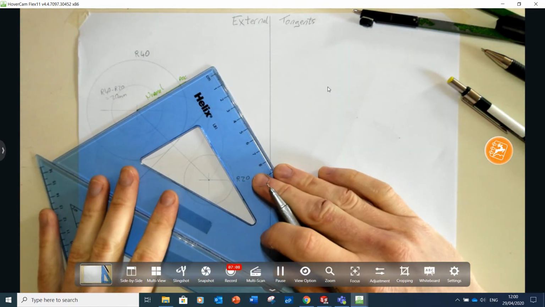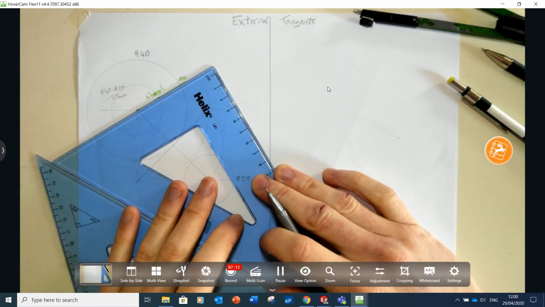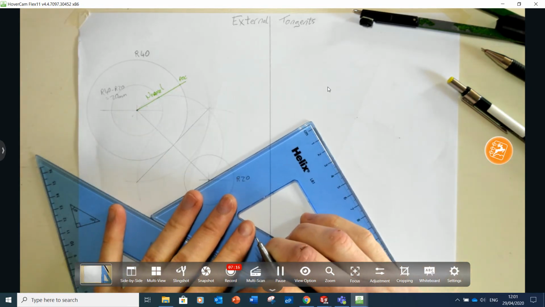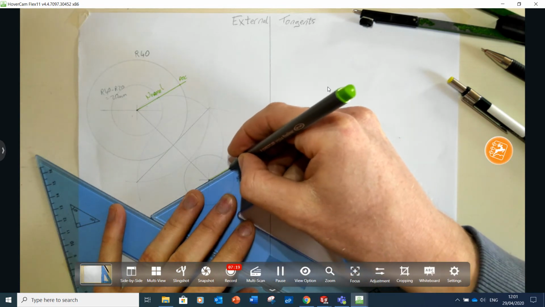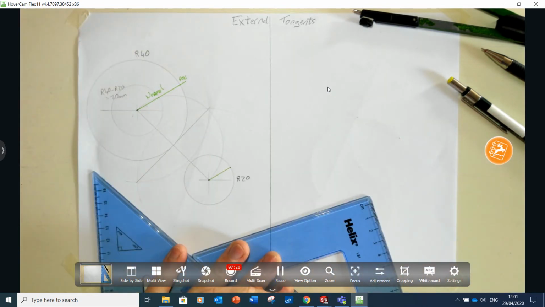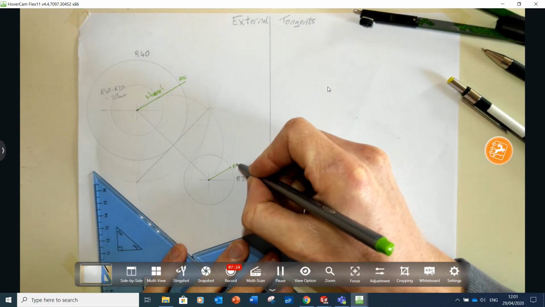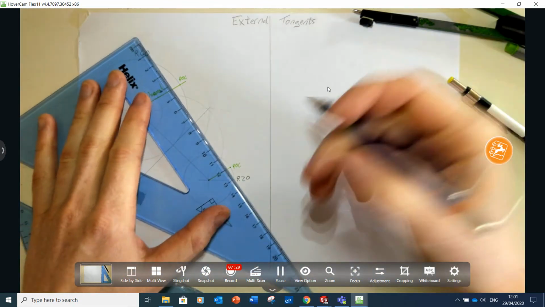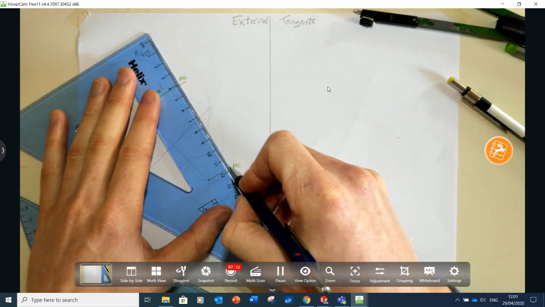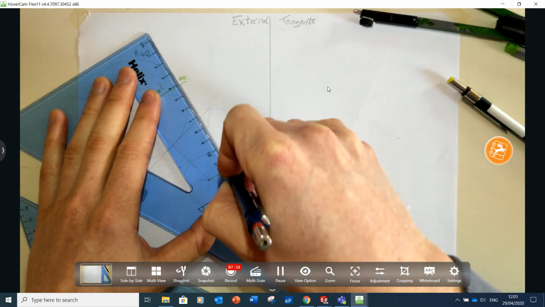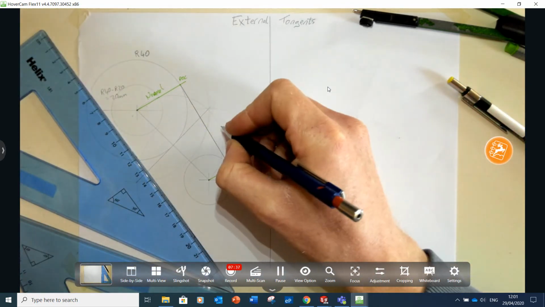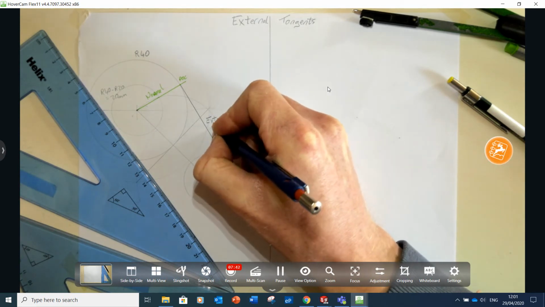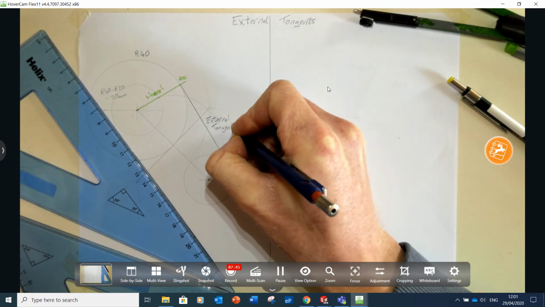Next step, I want you to use your sliding set squares. And we're going to draw a line parallel to the normal from the center of my radius 20 circle. And that is going to give me a second point of contact. And from there then, I'm going to join those 2 points of contact. And that gives me my external tangent.